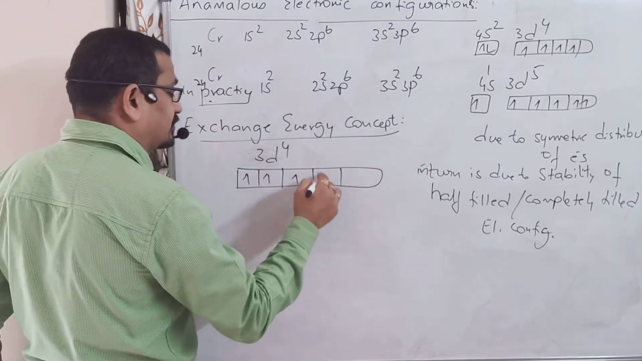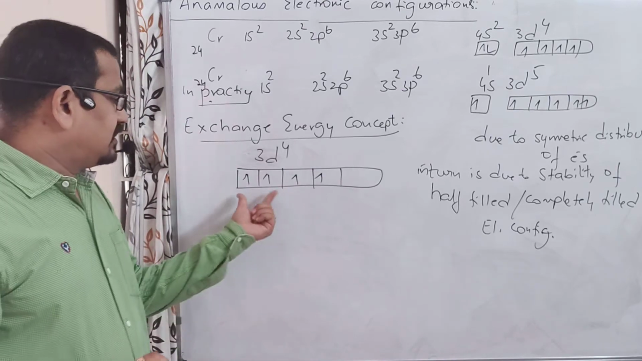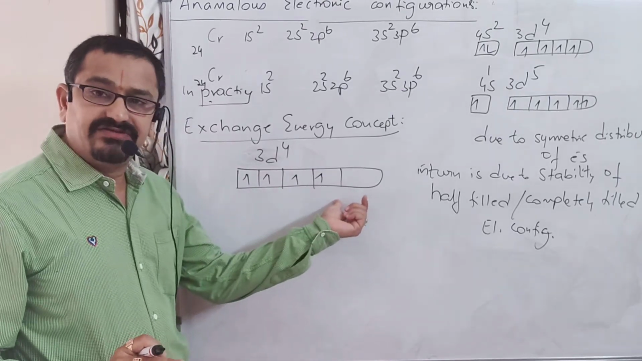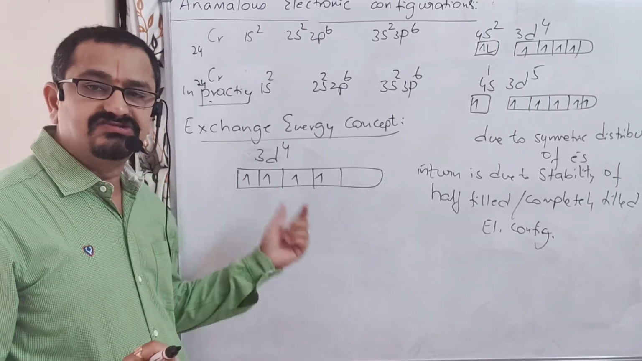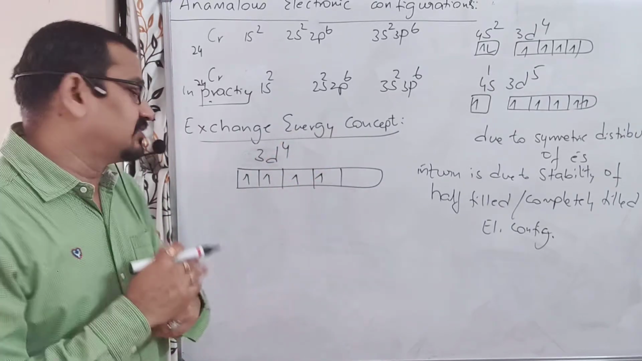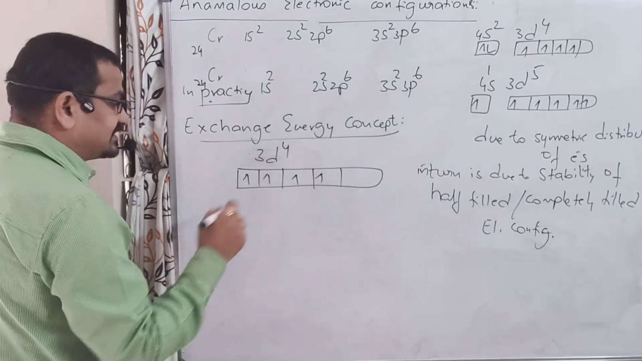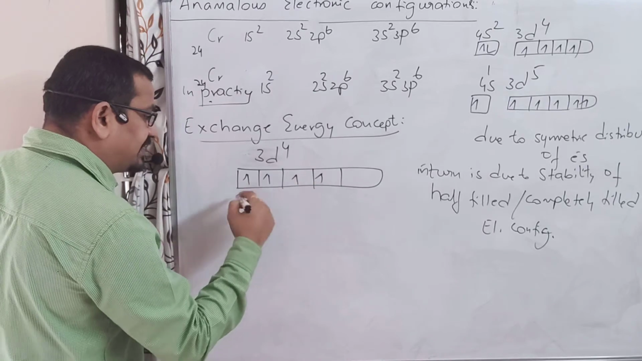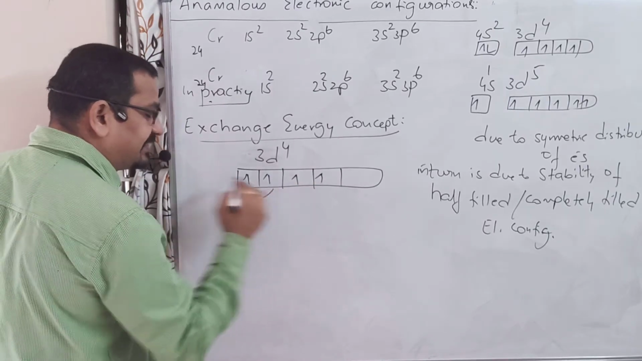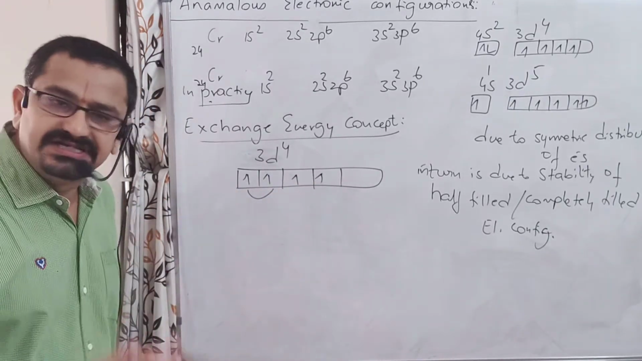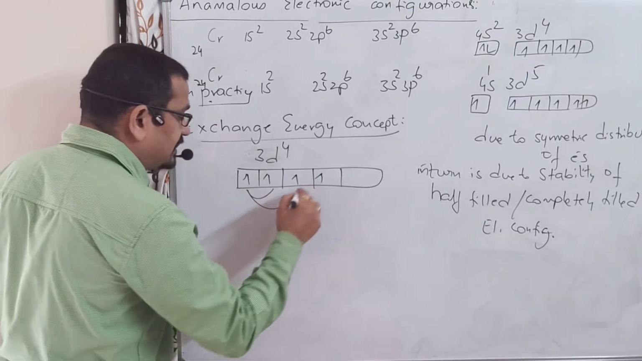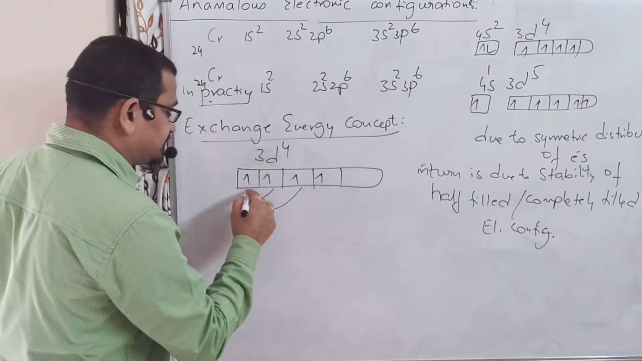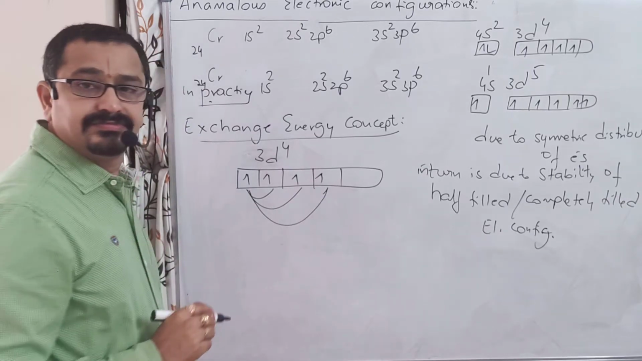1, 2, 3, 4. As we discussed, whenever degenerate orbitals are available, electrons will first be filled singly, one in each. Instead of this, even these four electrons also try to get accommodated. These two try to get paired, and some energy is released. Even these two also try to get paired, and some more energy is released. These two also try to get paired.